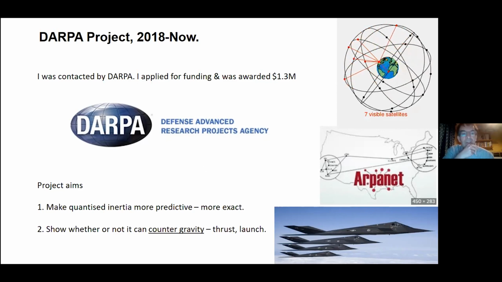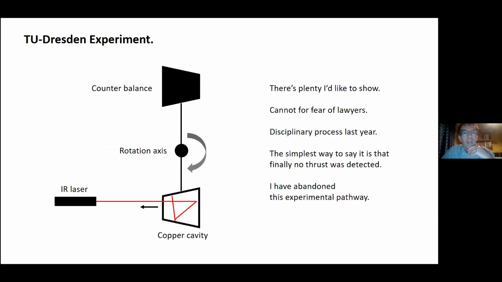So my project's aims are to make quantized inertia more predictive. They wanted a computer model predicting the thrust from any given structure, and also to show whether or not it can counter gravity. So they're obviously interested in thrust and launching things with it. This doesn't mean that I had to launch things, just to produce a thrust in the lab that was obviously due to quantized inertia, and that could be scalable to produce a launch later on. So I commissioned some labs, and there's a lot I'd like to say about the experiments, but I'm unable to for fear of lawyers at the moment.